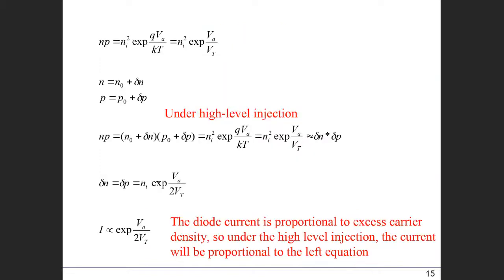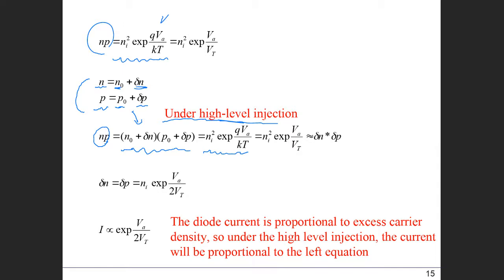So at high-level injection, when we apply the bias, the carrier concentration will follow this kind of formula, following the applied bias. Okay. Now, for this condition, if you look at the carrier concentration, the electron will have its thermal equilibrium value plus the excess electrons. The hole also has its thermal equilibrium value plus its excess holes. Okay. Now, under high-level injection, n_p follows this, and we can approximate it this way. And that is related to our applied voltage with this relationship.